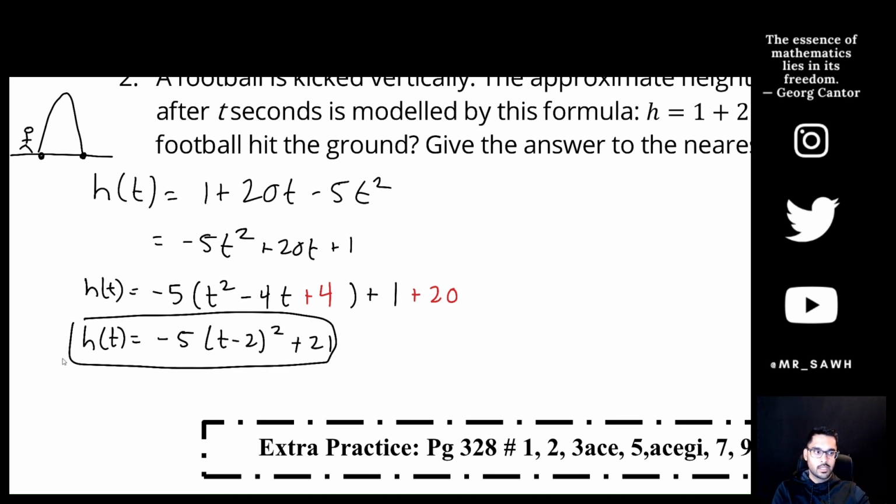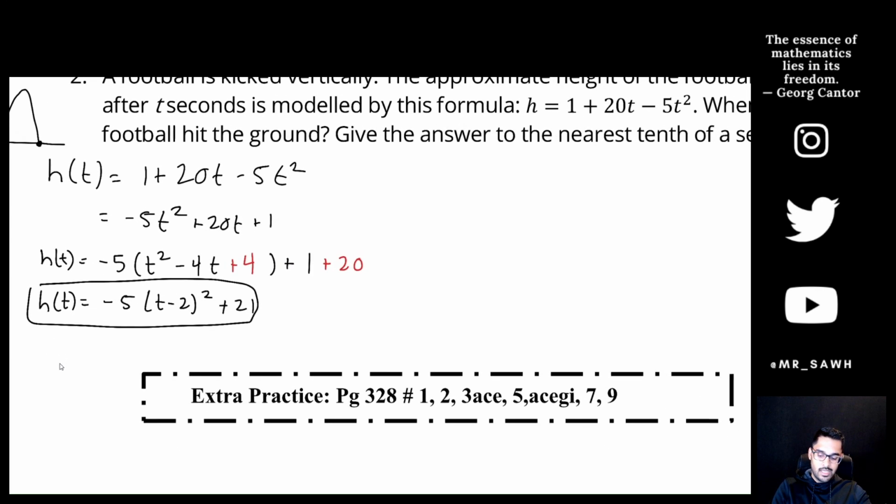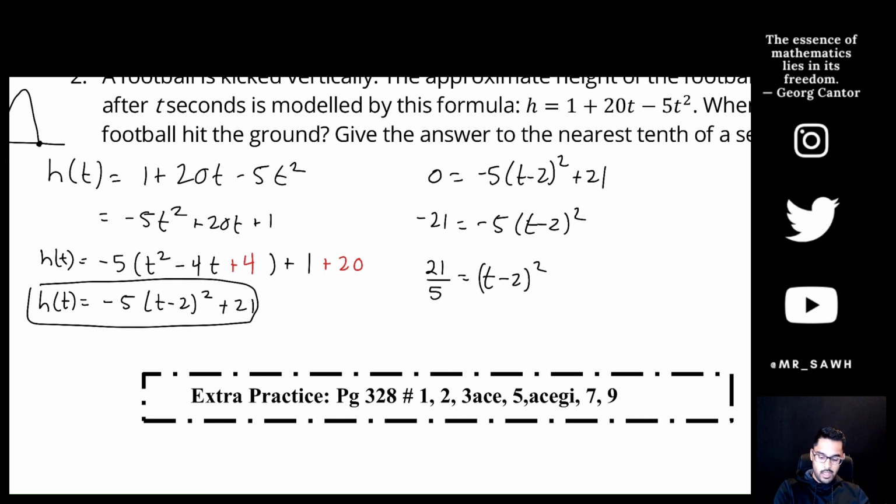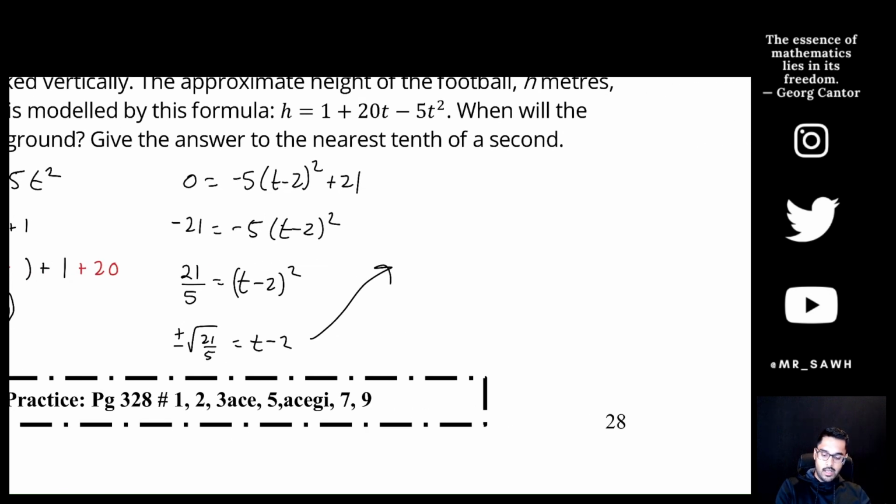Well, now I've got to solve this because I'm looking for the zeros, and I'm looking for the zeros in height, so I'm going to make sure that height is 0. So 0 equals -5(t minus 2) squared plus 21. And now I could solve this. So subtract 21 on both sides, divide by the -5, so 21 over 5 is equal to (t minus 2) squared. If you square root, you get plus or minus the square root of 21/5 is equal to t minus 2, which means that t is going to be 2 plus or minus the square root of 21 over 5.